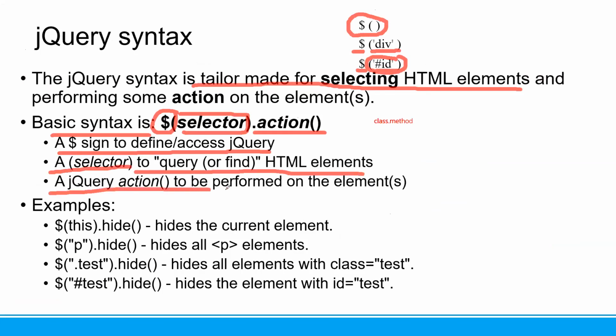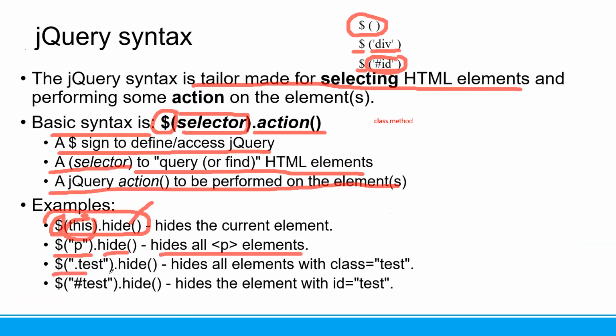And the action is what to perform on the element. So for example, sometimes I want to hide the button. Then you can call the dollar sign, which means the selector, and then set, for example, the button, and then hide it. Or let's say you want to hide the paragraph. So the dollar sign P hide. Then we're going to hide all the P elements.